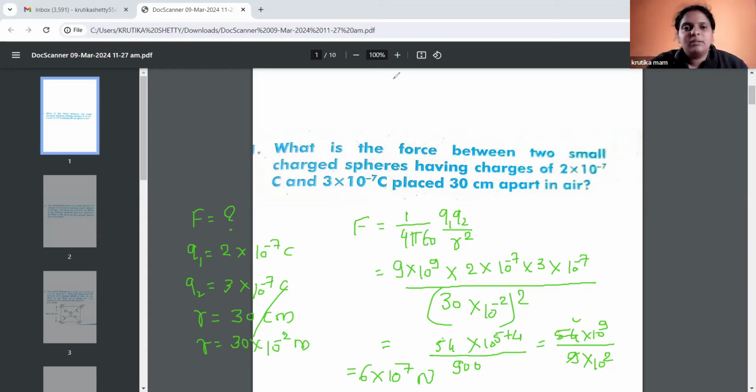Check whether it is correct. You can check whether anything is wrong. Power, calculation, anything is wrong, you can check.